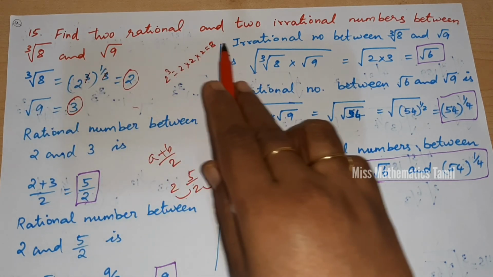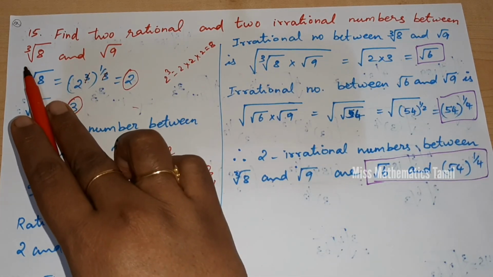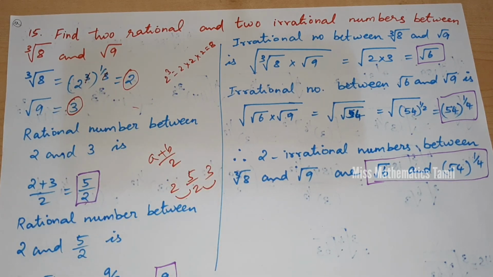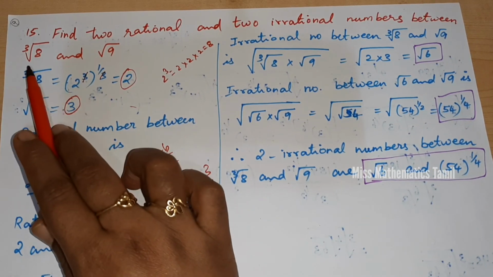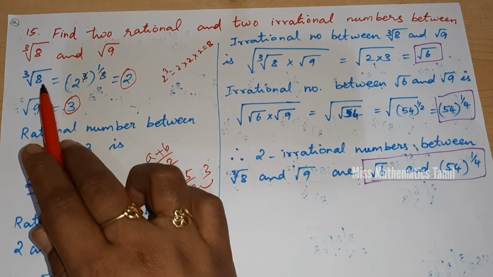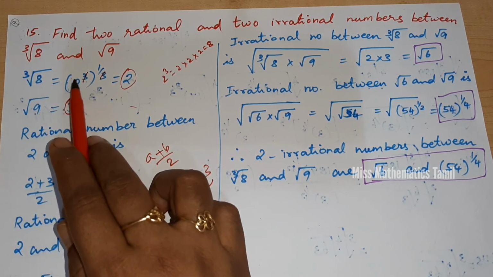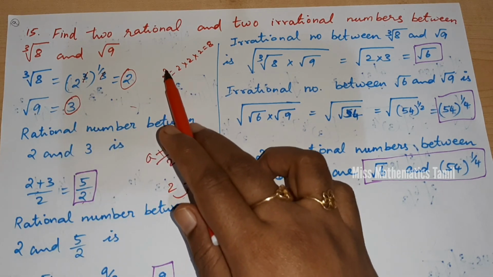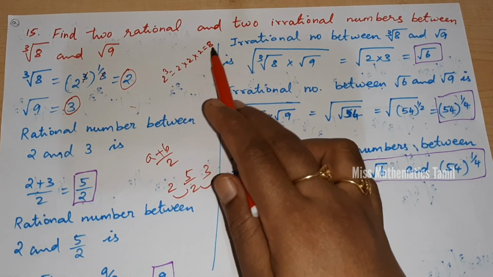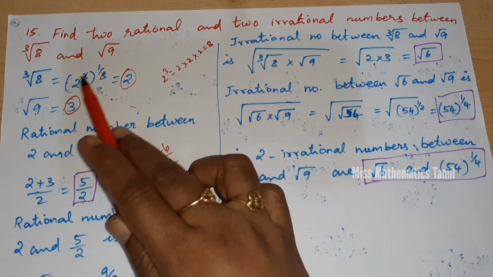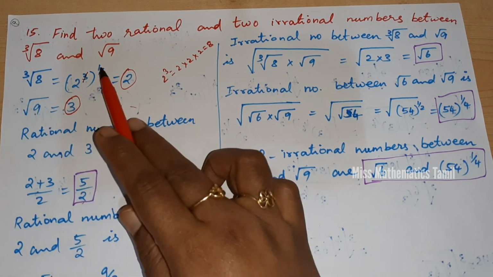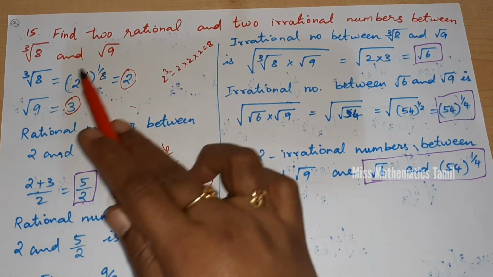15th question. Find two rational and two irrational numbers between cube root of 8 and root 9. Okay, first we have to find two rational numbers. Okay, so I am rearranging this number. Cube root of 8. Instead of 8, I am writing 2 to the power of 3, right? How will it come? 2 cube is equal to 2 into 2 into 2 is equal to 8. Okay, so 2 cube is equal to 8. Okay, after that the whole power 1 by 3 because cube root, right? 1 by 3.